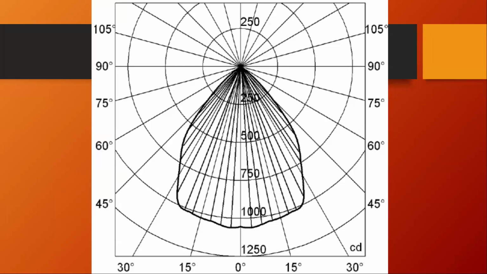Amazing, Daniel, right under it. And why is that? Because these radial lines that you see on the graph, these are the candelas. And they are the highest when it comes to the bottom. It's around 1100 there. Right?